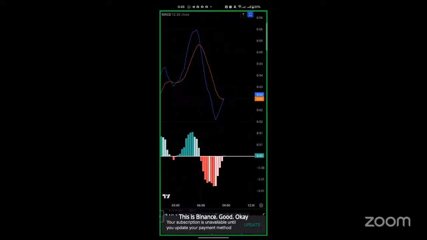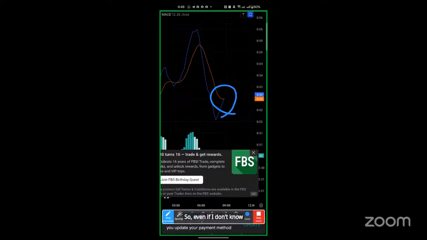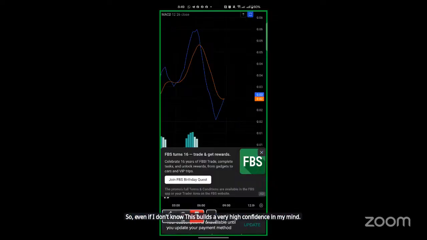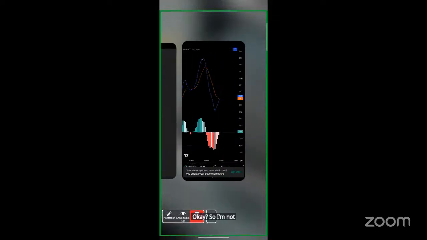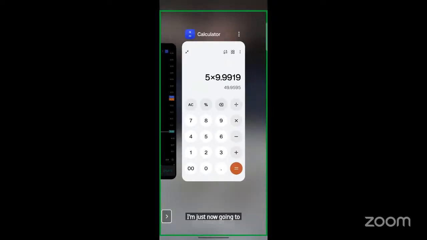Okay, what's about to happen here, guys? Let me know in the chat. What is about to happen here? Some answers in the chat. So even if I don't know, this builds a very high confidence in my mind, okay? So I'm not even going to think about the coin. I'm just now going to come in my spot wallet.